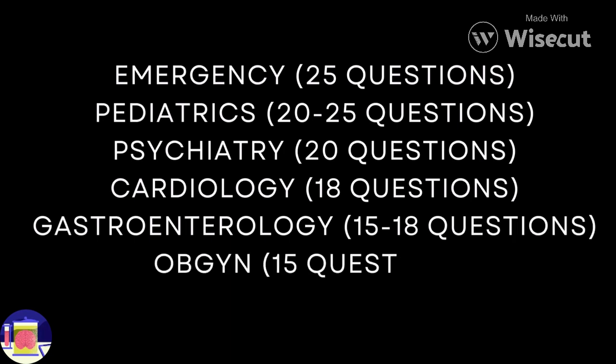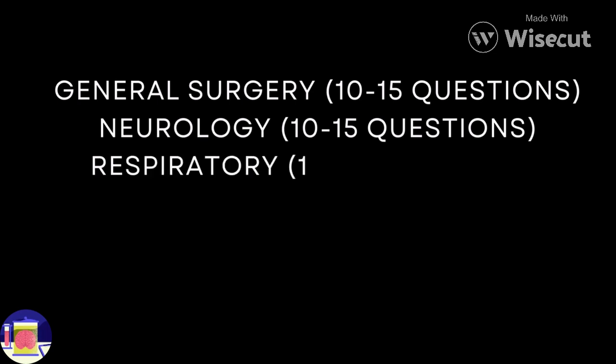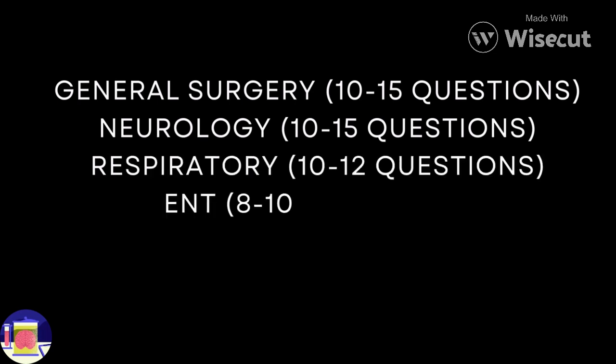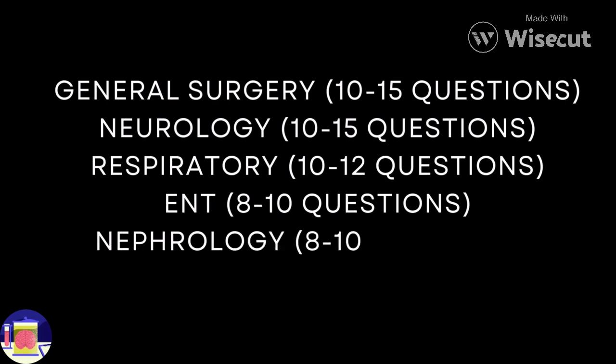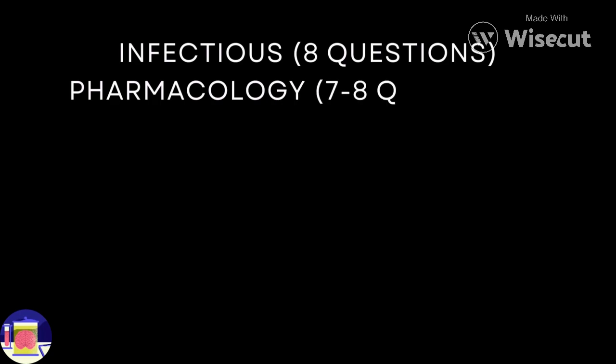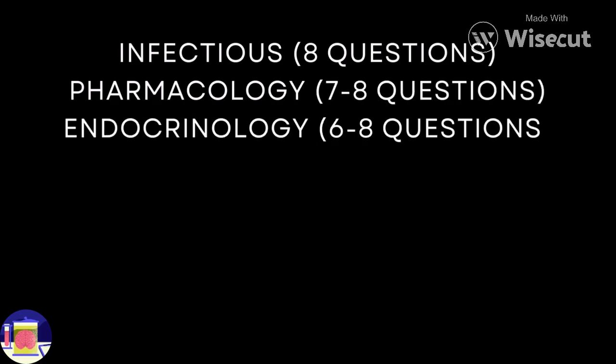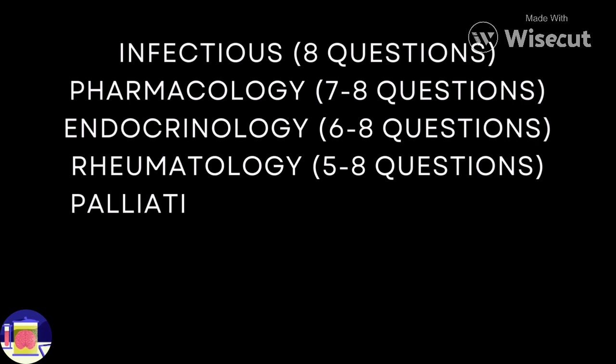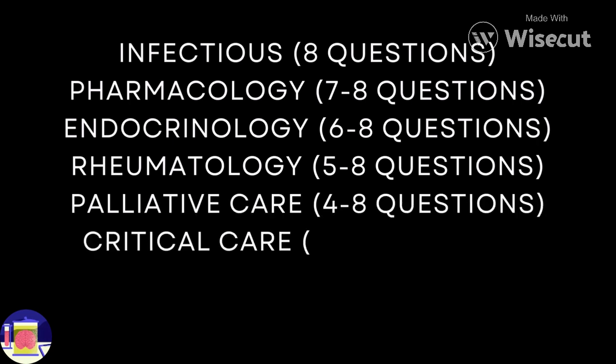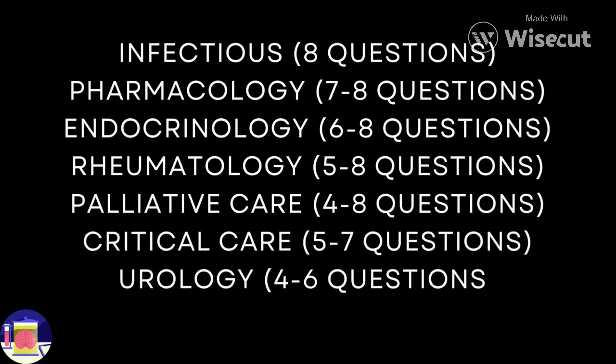gastroenterology 15 to 18 questions, OBGYN or obstetrics and gynecology 15 questions, general surgery 10 to 15 questions, neurology again 10 to 15 questions, respiratory medicine 10 to 12 questions, ENT 8 to 10 questions, nephrology 8 to 10 questions, infectious diseases or microbiology 8 questions, pharmacology 7 to 8, endocrinology 6 to 8, rheumatology 5 to 8, palliative care 4 to 8, critical care 5 to 7, urology 4 to 6 questions.